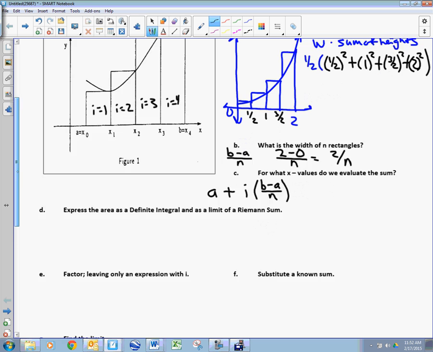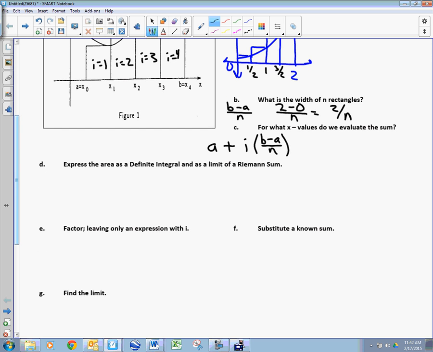So in this situation, what's our beginning? Where did we start? 0. So we have 0 plus i times, and we already know what b minus a over n is. It's 2 over n. So we get 2i over n, that's the spot where you evaluate the x values.